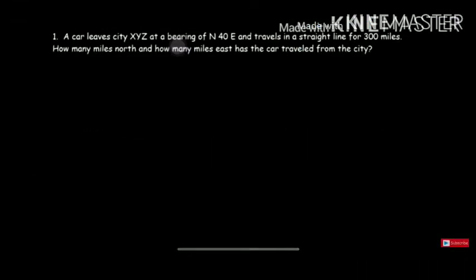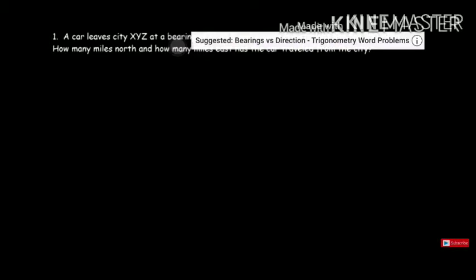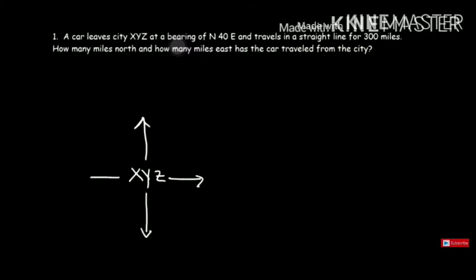A car leaves city XYZ at a bearing of north 40 degrees east and travels in a straight line for 300 miles. How many miles north and how many miles east has the car traveled from the city? So let's say this is city XYZ. So this is north, south, east, west. The car is traveling in the northeast direction. So it's going this way.